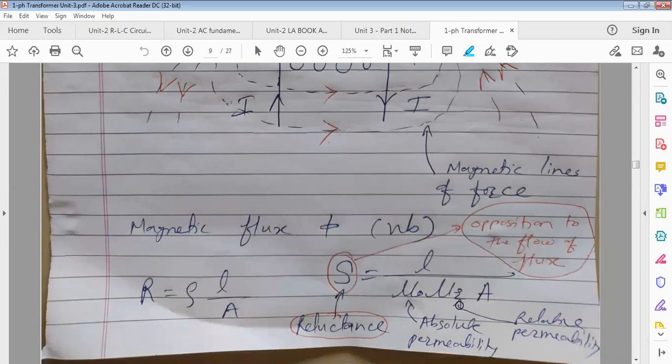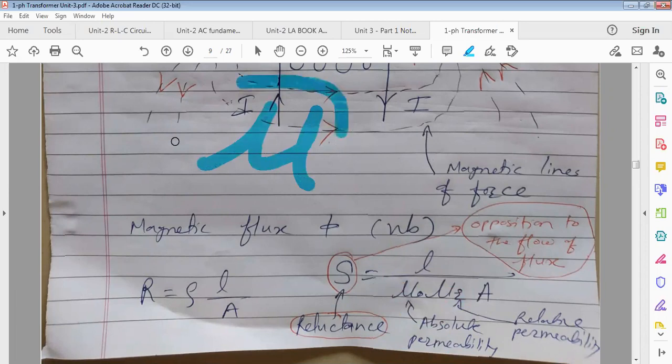Okay. So here, what is the formula for reluctance? Reluctance I have written here. It's the opposition to the flow of flux. So what is the formula? L divided by mu 0 mu r A. What is mu 0 mu r? Mu 0 is absolute permeability. Mu r is relative permeability. And the total, mu 0 into mu r, is denoted by mu, which is called the permeability of the magnetic material. Okay, mu equals mu 0 into mu r.